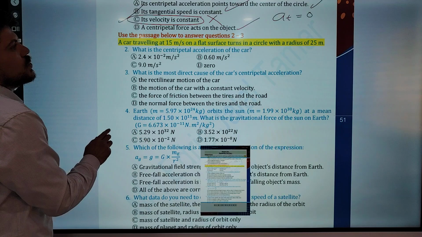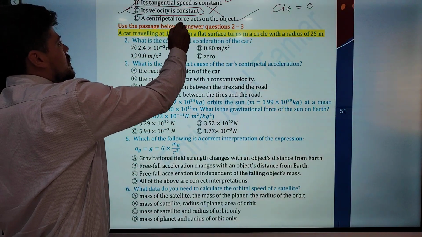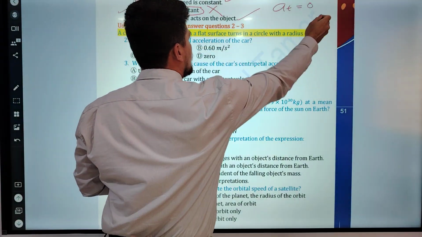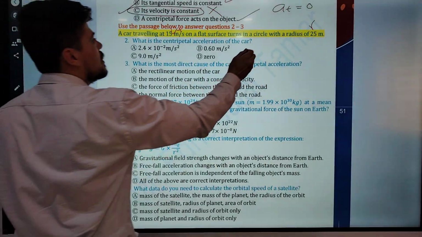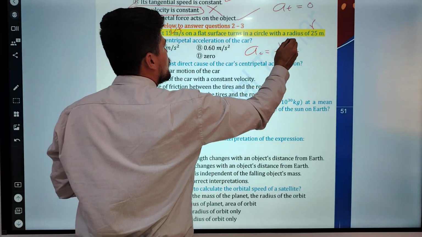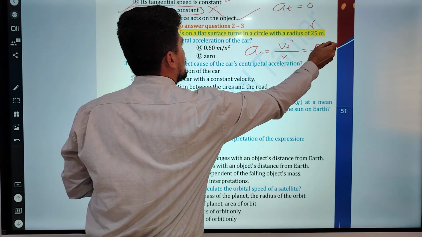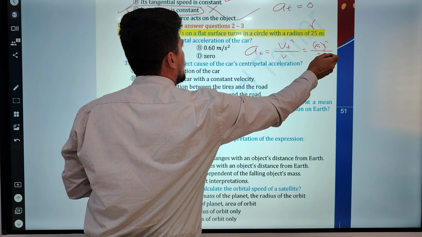A car traveling at 15 meters per second, this is VT, on a flat surface turns in a circle with a radius R. What is the centripetal acceleration? Centripetal acceleration, AC, is equal to VT squared over R, which is 15 squared divided by 25.